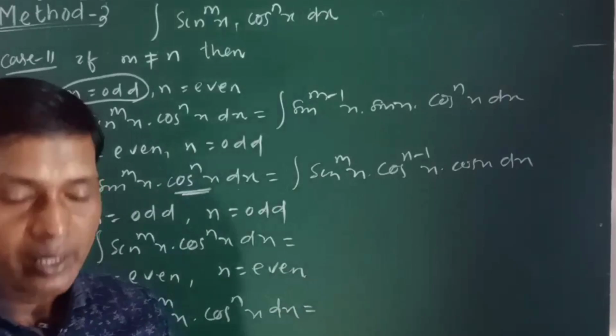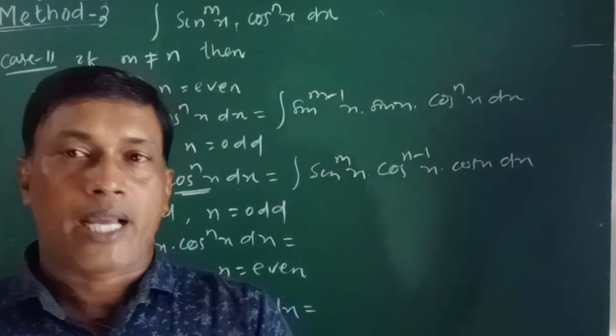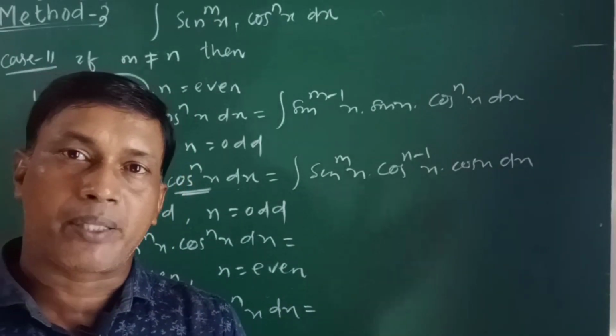That means if you have sin to the power 7 then write it as sin to the power 6 into sin.